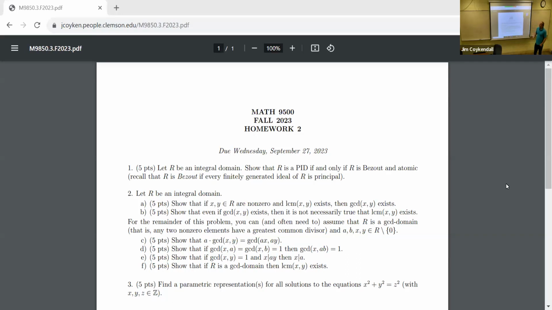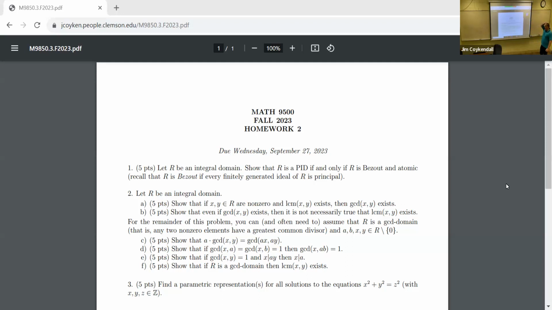Problem two is kind of a generalization of a classic, if you will. Let R be an integral domain. In part A, show if x and y are non-zero elements and the least common multiple of these two elements exists, then the greatest common divisor of these two elements exists. Saying two things have a least common multiple is a stronger statement than saying they have a greatest common divisor. And to follow up on that, show that it's possible for the GCD of two elements to exist and have the least common multiple not exist. See if you can get me on this.